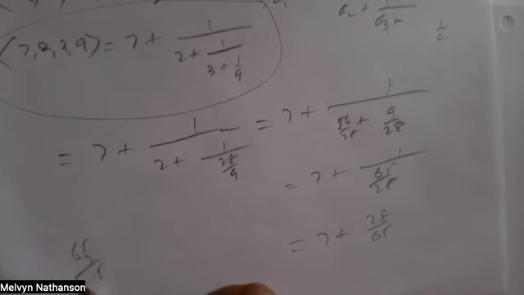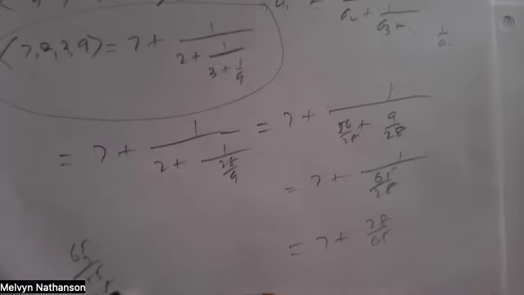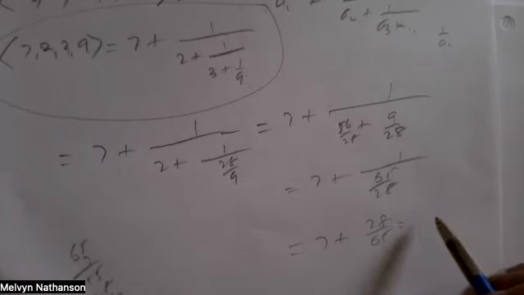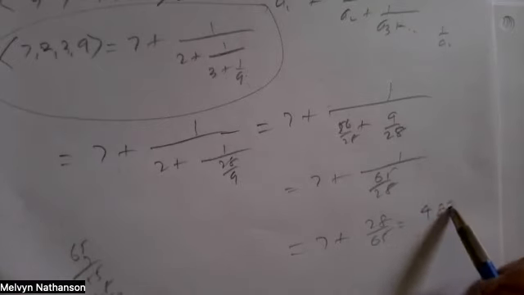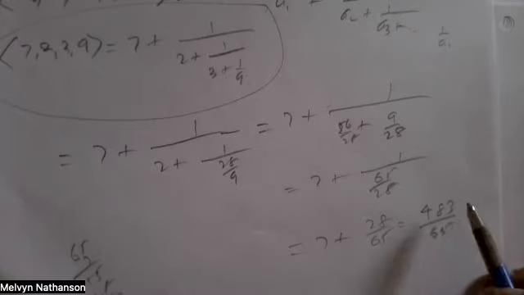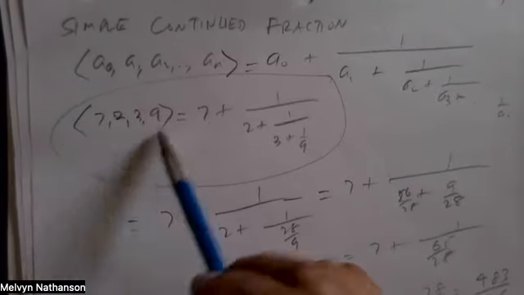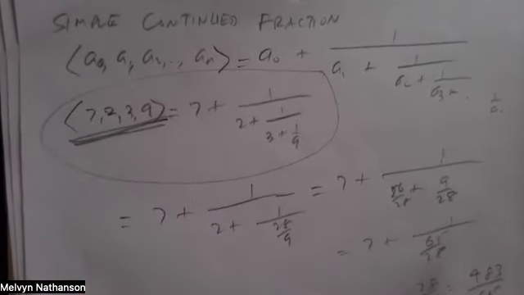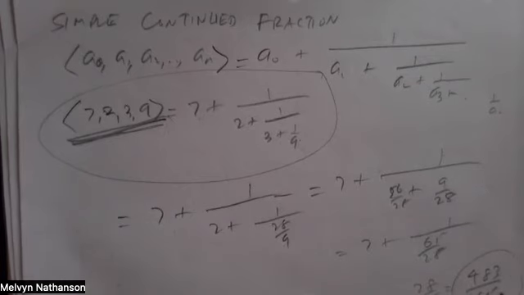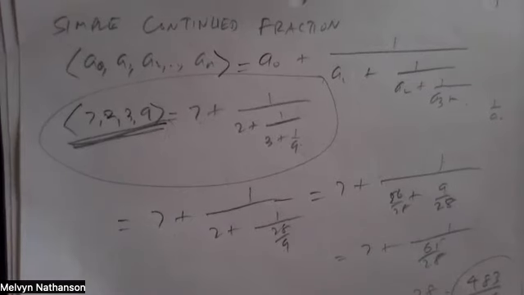65 times 7 is 455. If I add 28 to that, so if my arithmetic is correct, this is 483 over 65. So we would say that this is the continued fraction for the number 483 over 65. And continued fractions turn out to be very interesting in number theory.